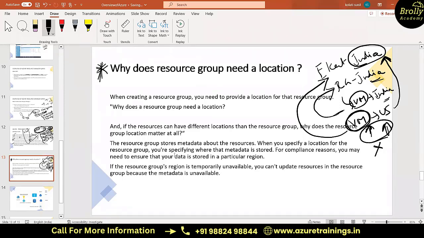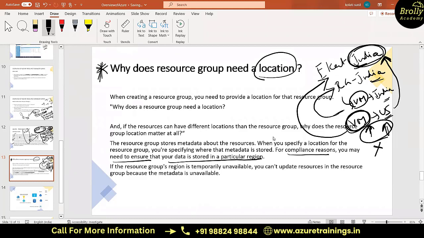Why does a resource group need a location? Because of data compliance. I don't mind whether the resource is hosted in the US, no issues, because the main data, the metadata, is always stored in India. So that's the reason that while creating a resource group we provide a location, simply for compliance reasons, so that you can ensure your data is stored in a particular region.